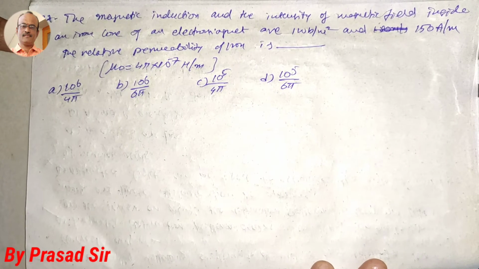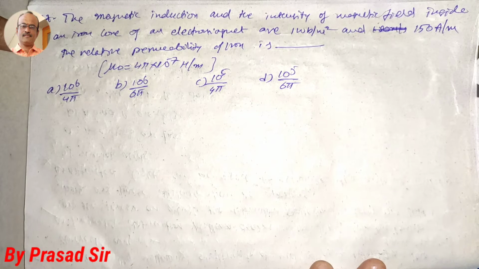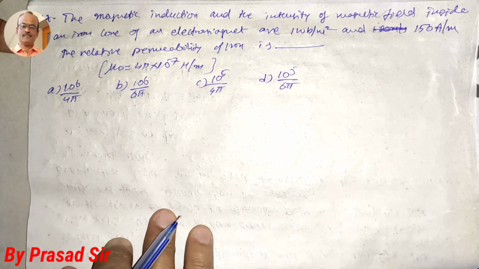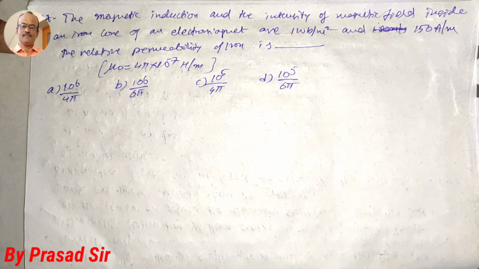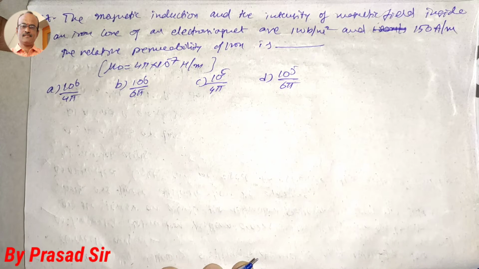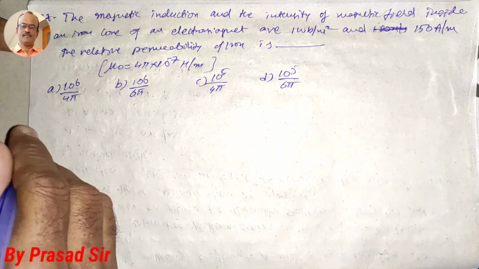Now the question number 27. The magnetic induction and the intensity of magnetic field inside an iron core of an electromagnet are 1 Weber by meter square and 150 ampere by meter. The relative permeability of iron is how much? Given value mu naught is equal to 4 pi into 10 to the power of minus 7 Henry per meter.